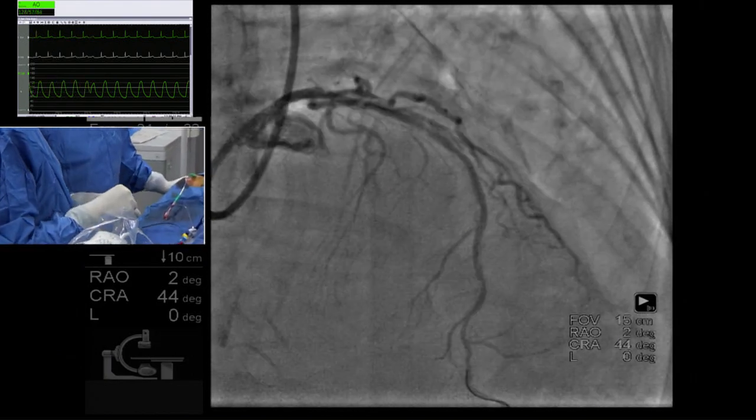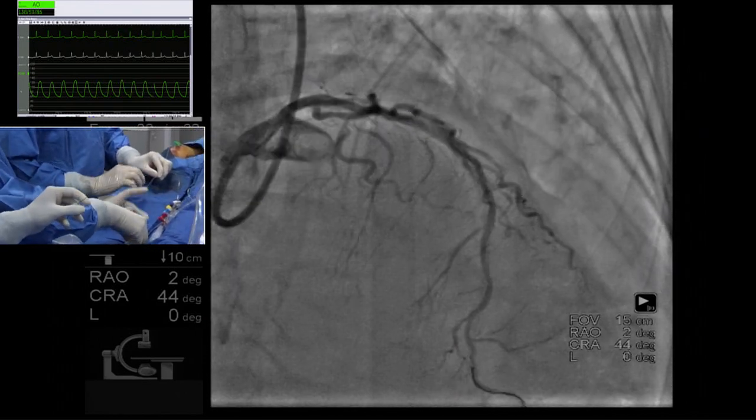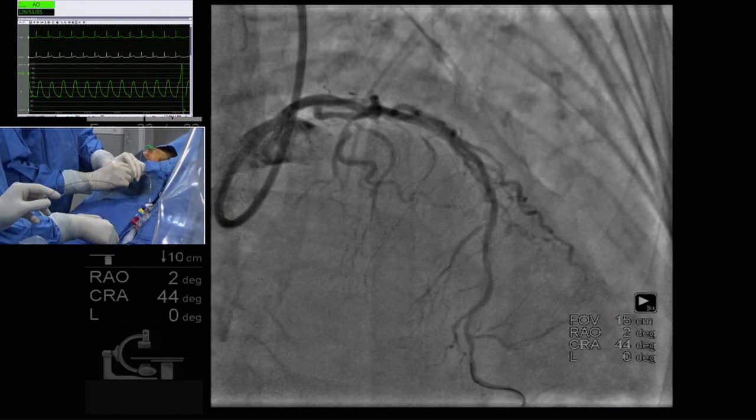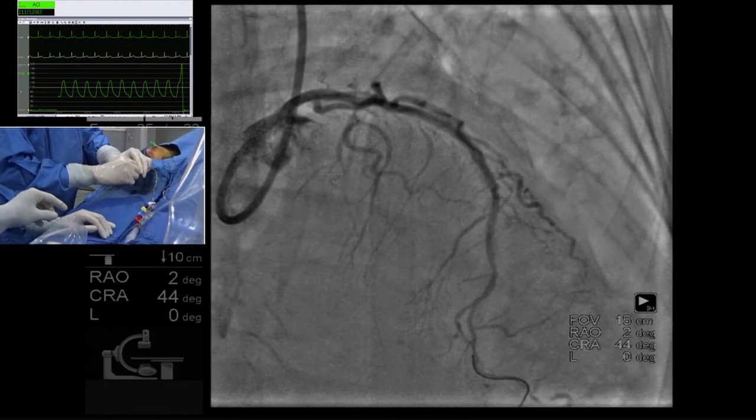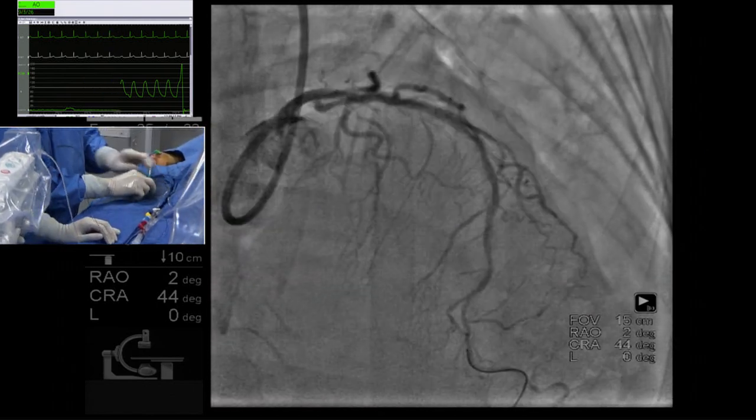So this is looking very good, Tejas. There are little areas of dissection that you will cover with stents, but this is looking very good. The lumen of the vessel is much larger now. AP caudal, please.